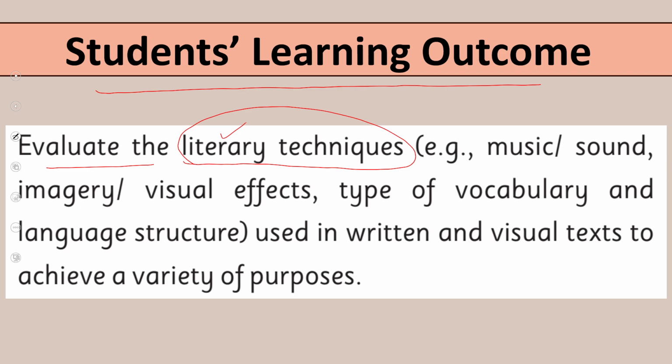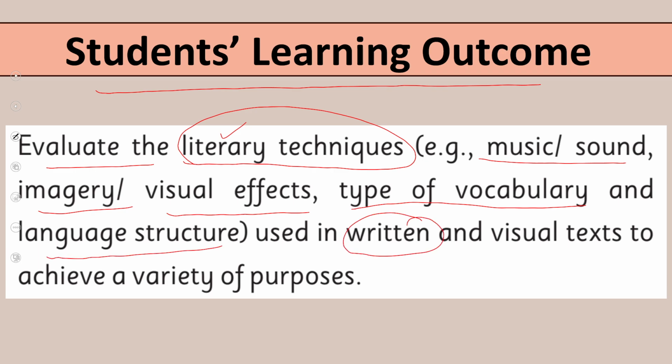For example, music or sound, imagery or visual effects. We are going to see the type of vocabulary and language structure used in the poem, used in written and visual texts to achieve a variety of purposes. Yes, we have different purposes of analyzing these literary techniques and also using them as a writer or as a poet. We are going to talk about the sound, the rhythm.